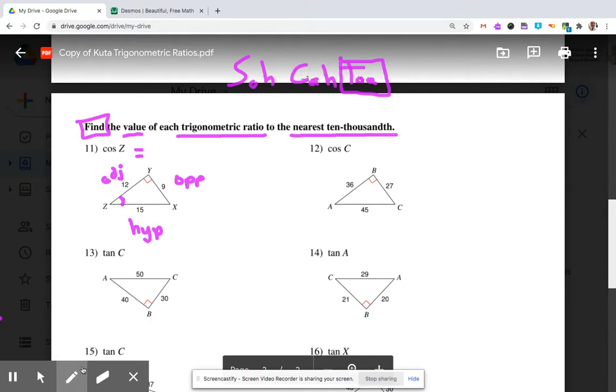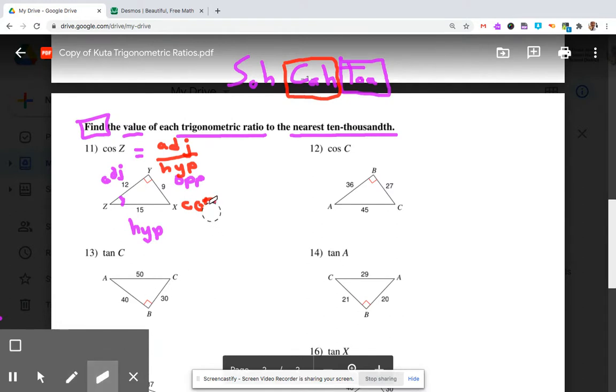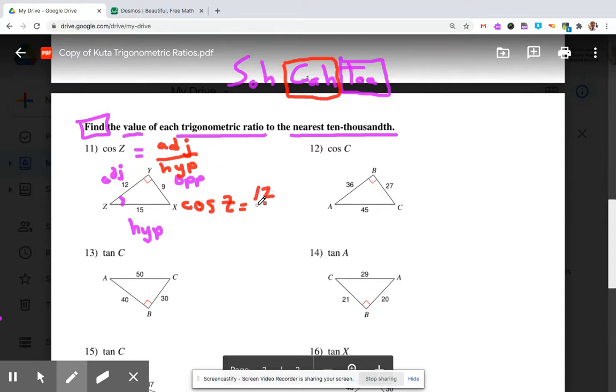Cosine is, now it's this one right here. Here's our cosine, adjacent over hypotenuse. So ADJ over HYP. So our cosine of z, cos of z, and I already got my adjacent over hypotenuse. Adjacent to the reference angle is 12, hypotenuse is 15. And then you have to do 12 over 15 in your calculator.